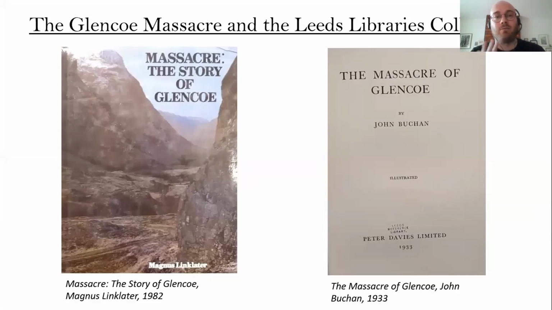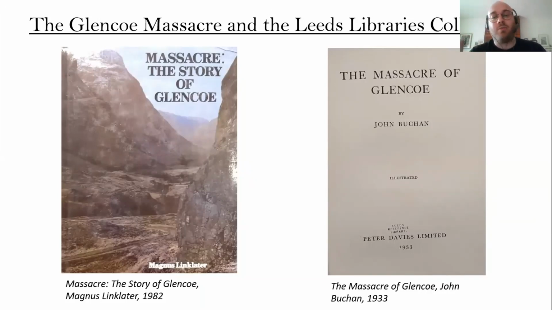The first one is called Massacre, The Story of Glencoe by Magnus Linklater from 1982. And what Magnus has done really interestingly is he's taken photographs of the beautiful Highlands in Scotland, and he's showing that these beautiful Highlands is where this awful massacre happened. And so you have this kind of really weird parallel between these beautiful pictures and then this awful story of this gruesome upon gruesome massacre that's going on in this beautiful place.